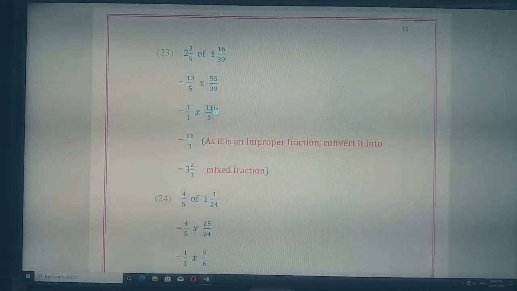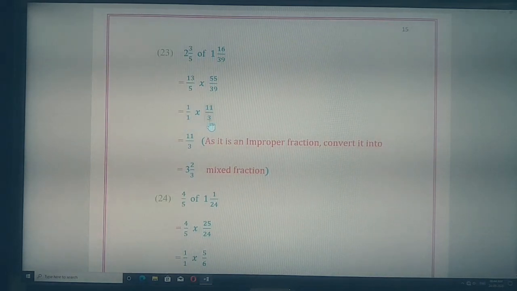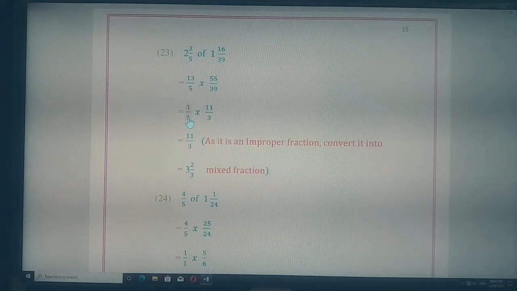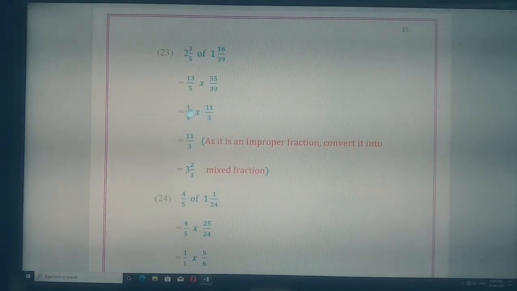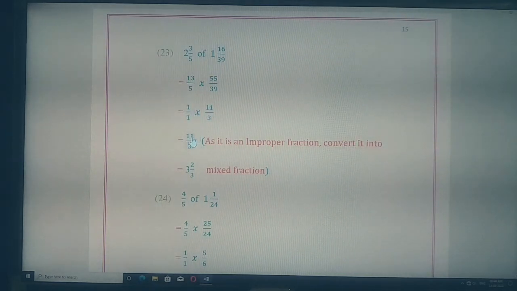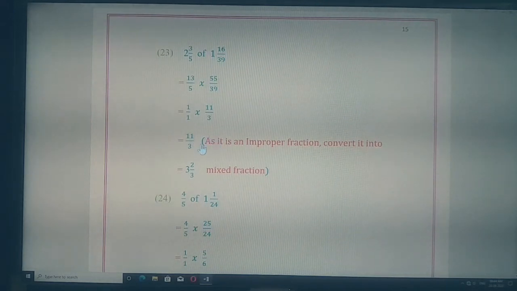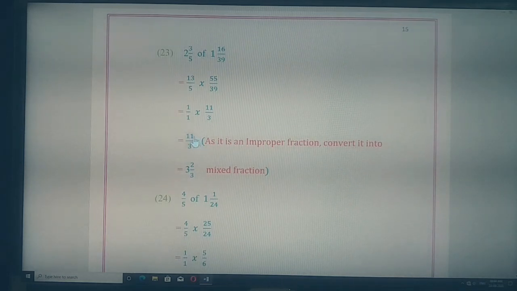Now in multiplication between two fractions, the numerator is multiplied with the numerator and the denominator is multiplied with the denominator. So 3 has to be multiplied with the denominator 1. 3 ones are 3. I'll write 3. Similarly, the numerator is multiplied with the numerator of the other fraction. 11 ones are 11. So I'll write 11 upon 3 in the next step. 11 upon 3.